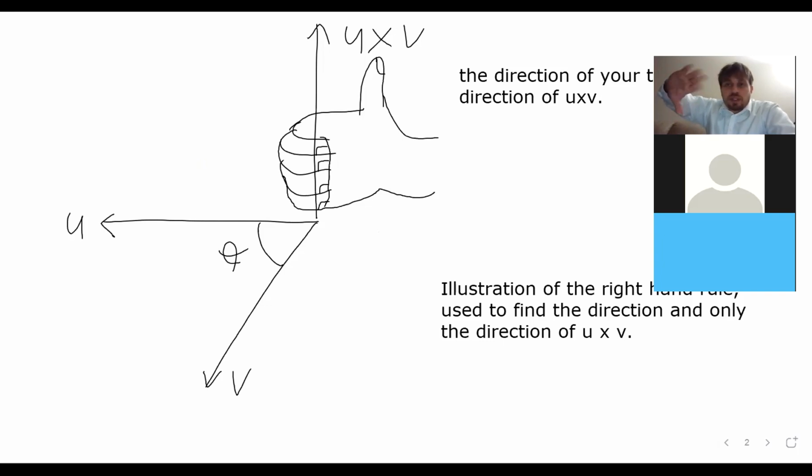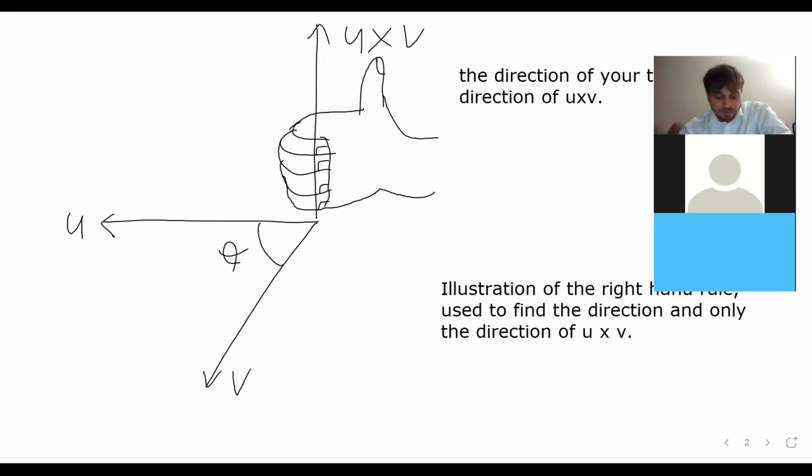Once you have your fingers curling from the direction of U to V, then the direction of your thumb, without moving your hands at all, is the direction of U cross V. Okay? Those are the three steps for the right-hand rule. You have to practice it in order to get it right. Once you get it, you know it's right. If you're uncertain, there's a chance it might be wrong.